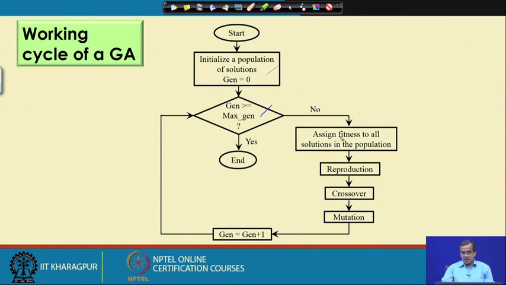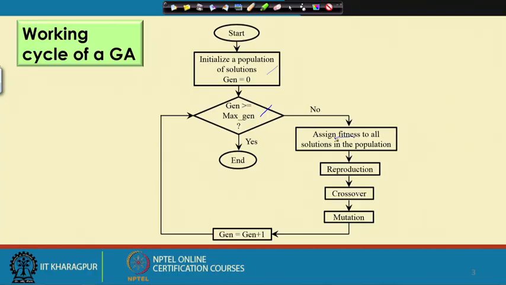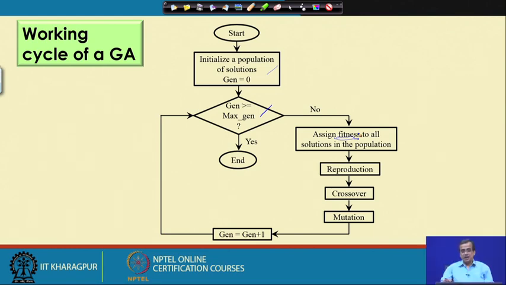Now, here the fitness is nothing but the goodness value of that particular objective function, and for a maximization problem we consider the fitness to be nothing but the value of the objective function. And once you have got the fitness information for the whole population, now we go for the GA operators like reproduction, crossover and mutation.